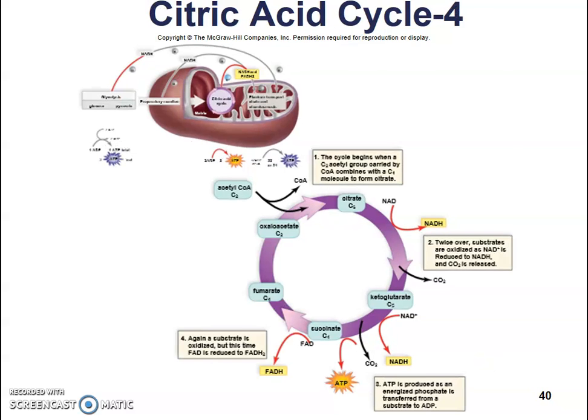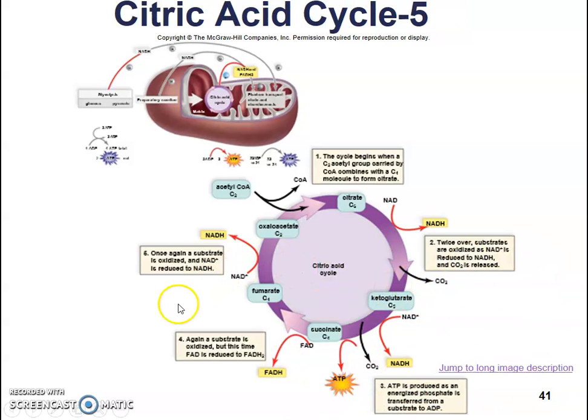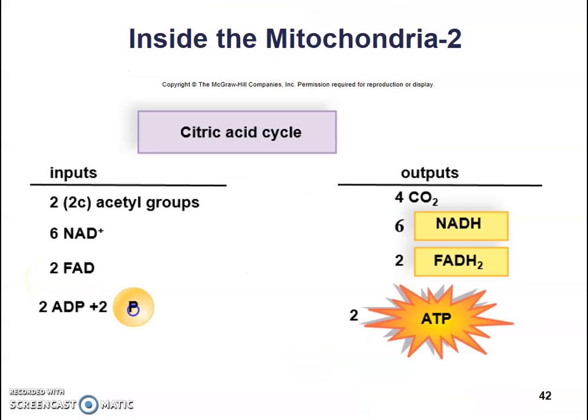And then again, a substrate is oxidized, but this time FAD is reduced to FADH2. And then, once again, a substrate is oxidized and NAD+ is reduced to NADH. And we start the cycle all over again, using those enzymes over and over and over again.